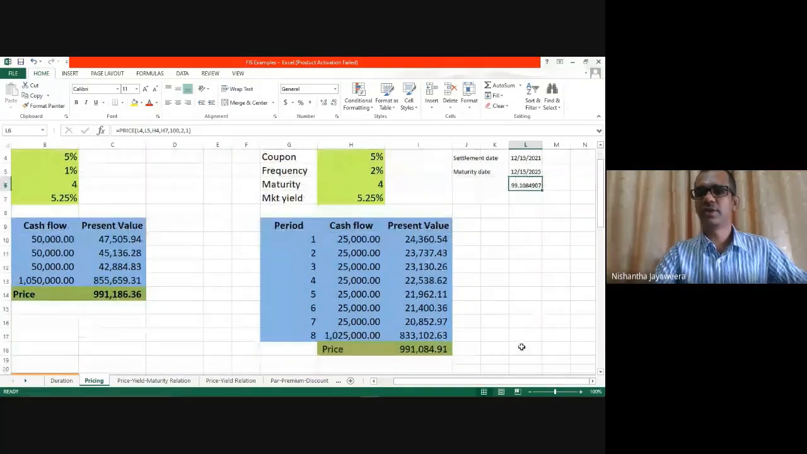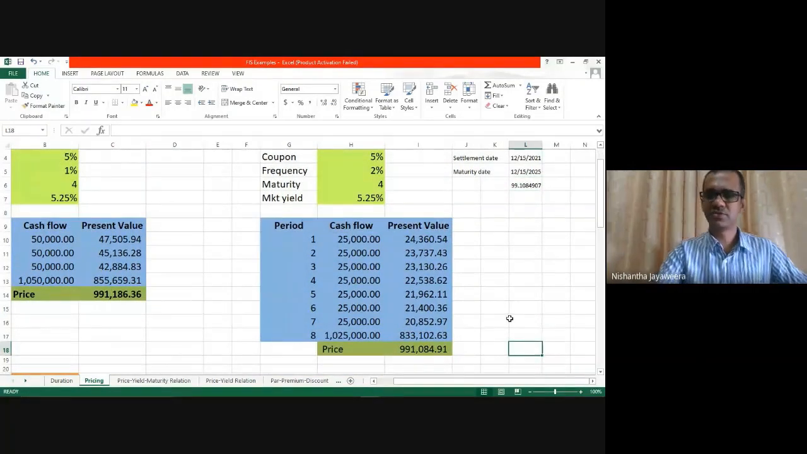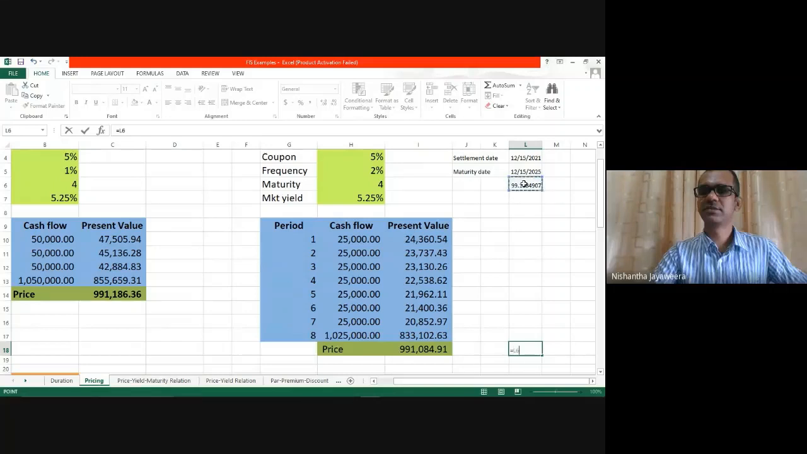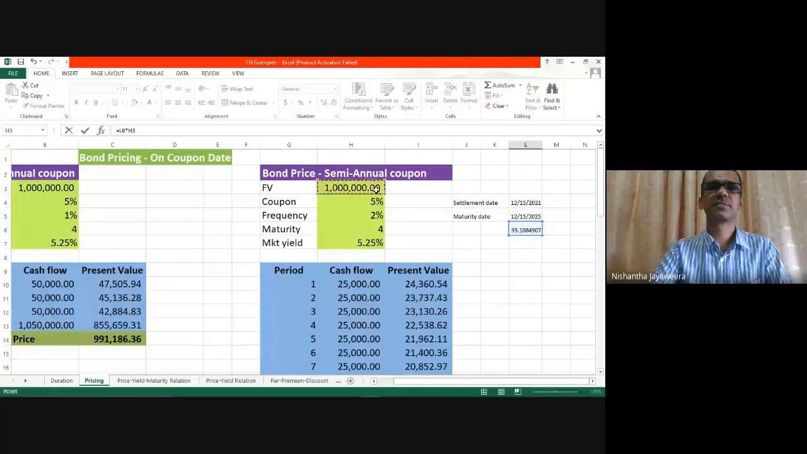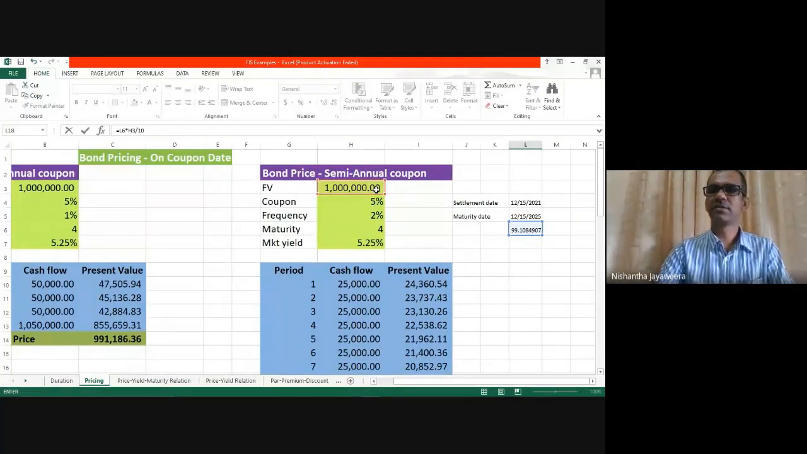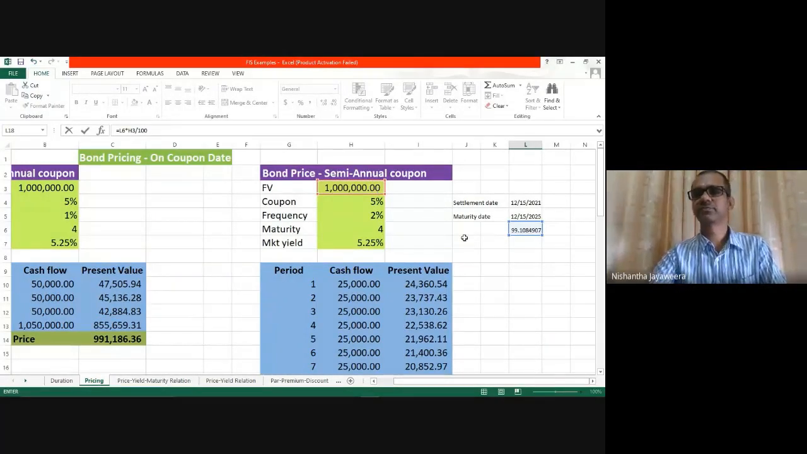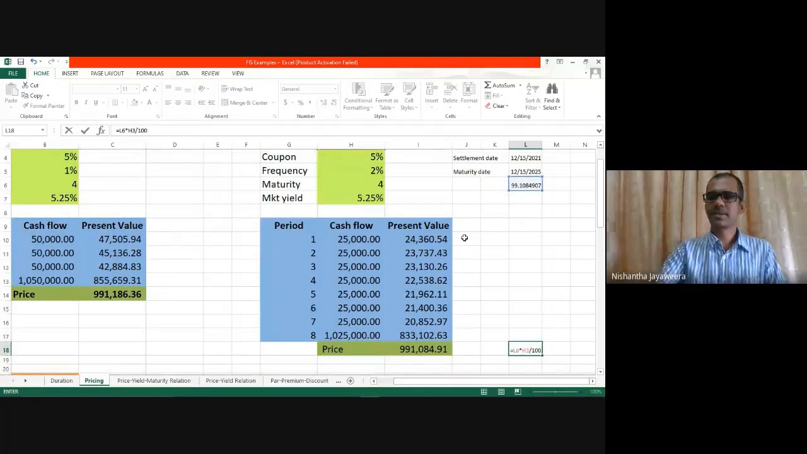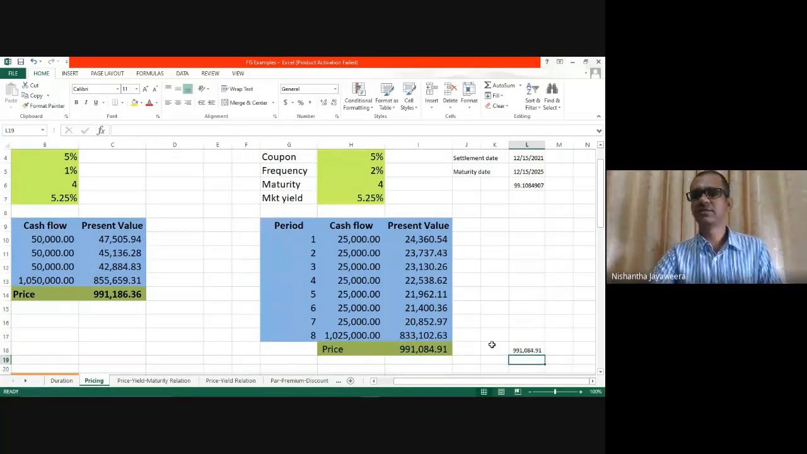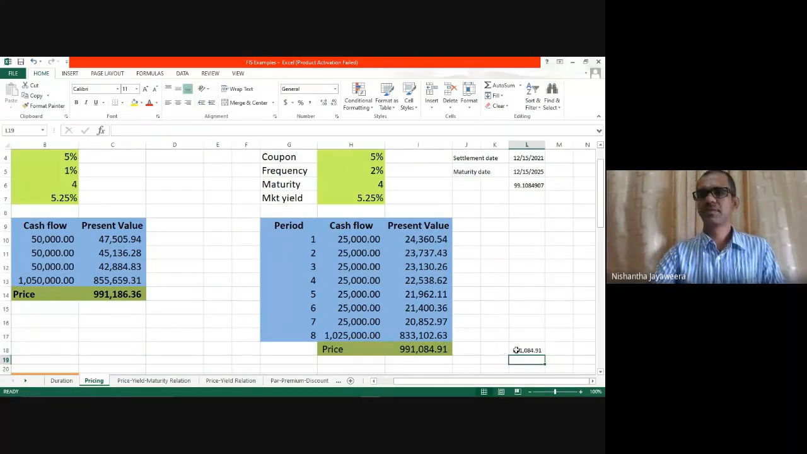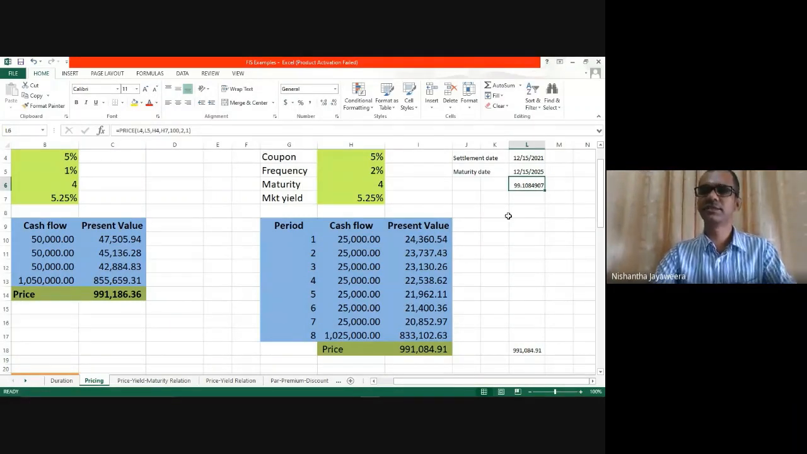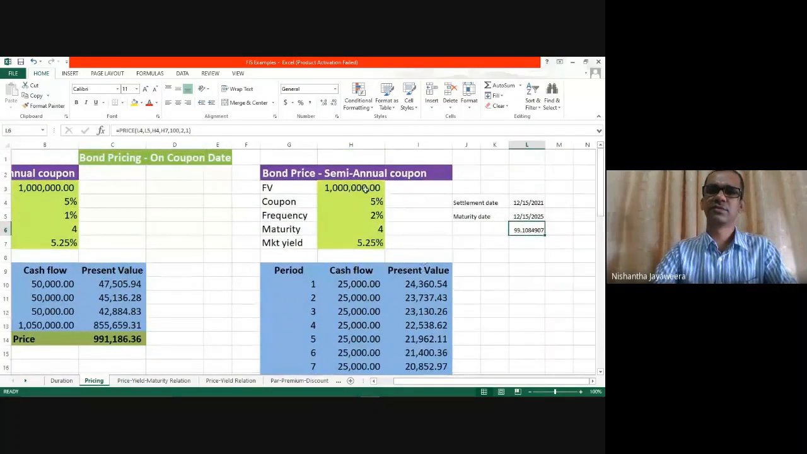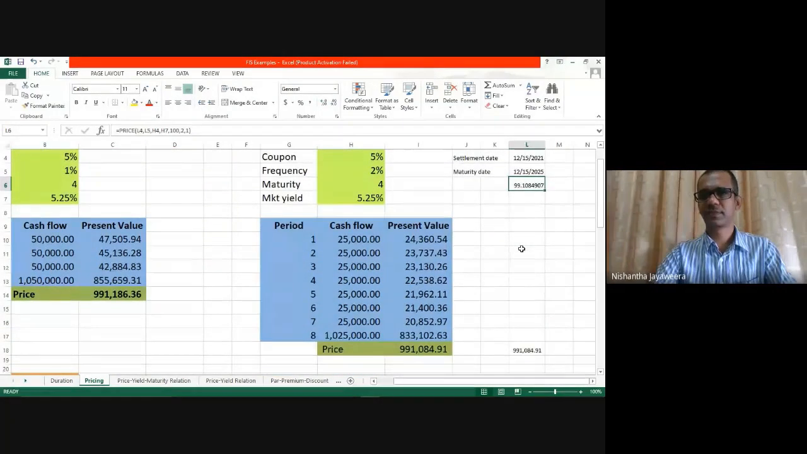But this is for a face value of 100, and we need the price for a face value of 1 million. How do we calculate that? What we can do is this price multiplied by 1 million, divided by 100. So you get the same answer. If you use the price equation in Excel, remember to adjust that for the face value if it is not 100.